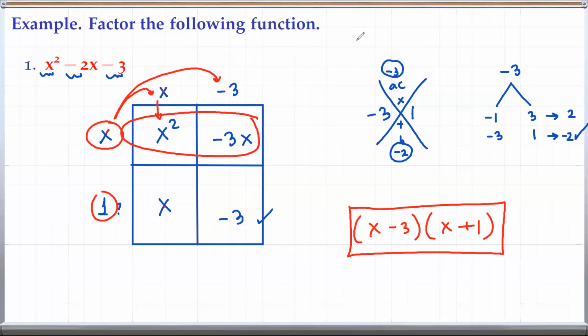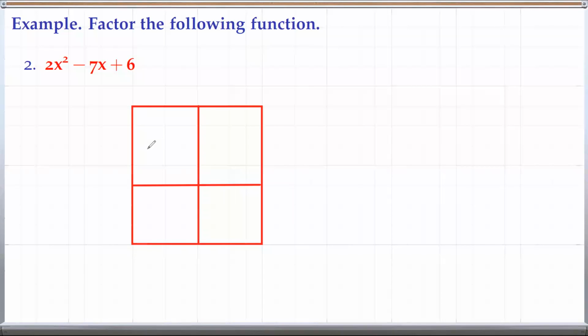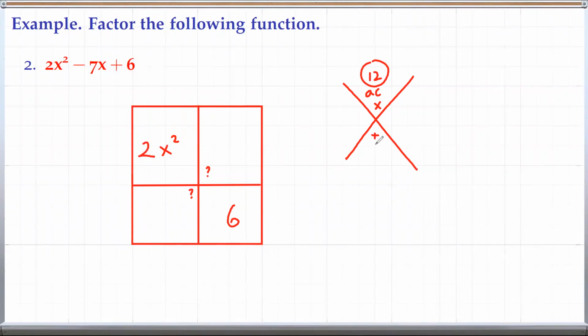So let's look at the next example. We have 2x squared minus 7x plus 6. We can start by creating a table again, like this one. We put the first term over here and the constant term here. We need to figure out what goes here and what goes over here. For that, we can use this X diagram. We need the product AC, which in this case is 2 times 6, which is 12. And we need the sum B, which in this case is -7.